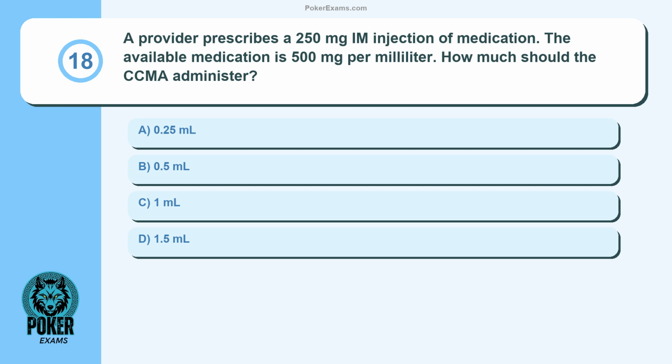Question 18. A provider prescribes a 250 mg IM injection of medication. The available medication is 500 mg per milliliter. How much should the CCMA administer? 0.25 milliliters, 0.5 milliliters, 1 milliliter, 1.5 milliliters.